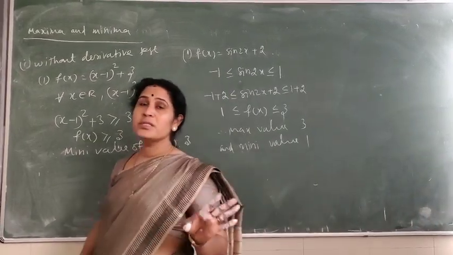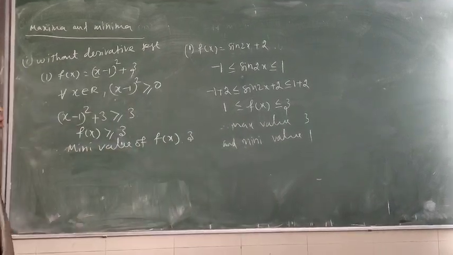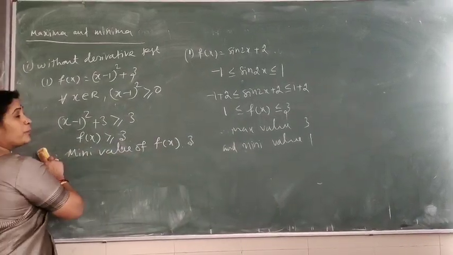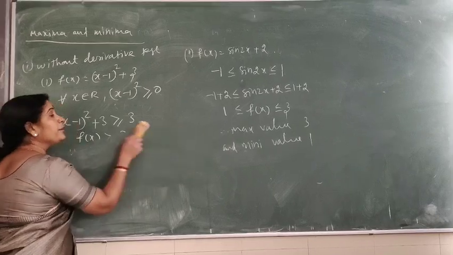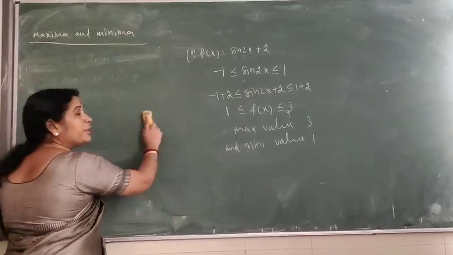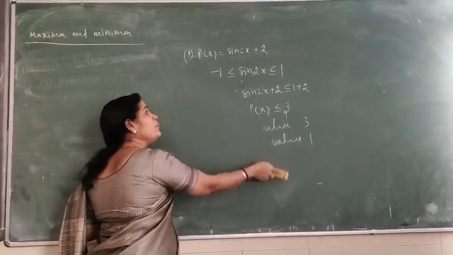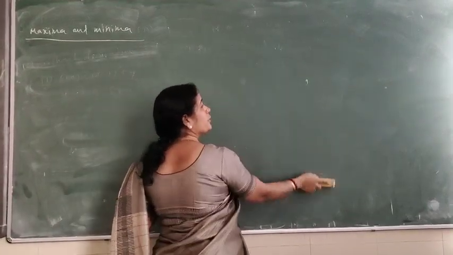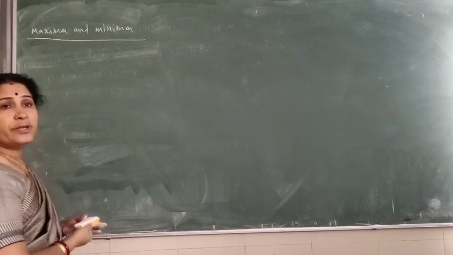Now next one, what is it? First derivative test, that is local maximum or local minimum. See, it is not mandatory to use only the first derivative, that is up to your choice. But local maximum, local minimum means you have to use first derivative. So what is the first derivative test?